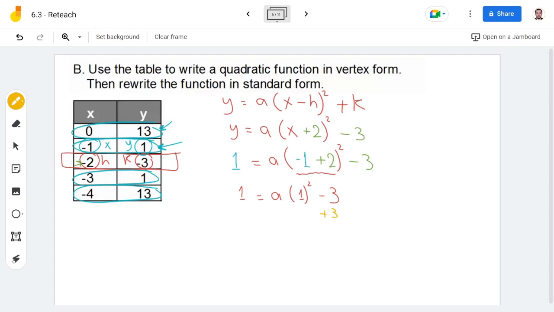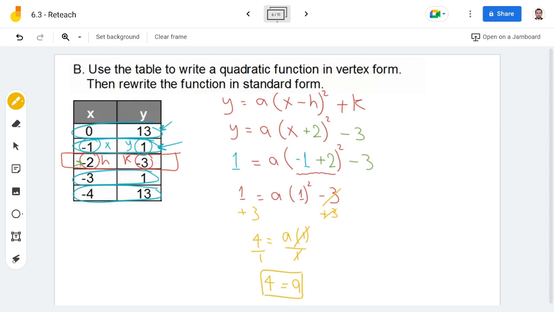So plus 3 plus 3, so this one is cancelled. So 3 plus 1 is equal to 4. And 1 to the power of 2 is equal to 1. To find a, you can divide by 1. So 1 over 1, so a is equal to 4 over 1. 4 over 1 is equal to what? Is 4. So a is equal to 4.